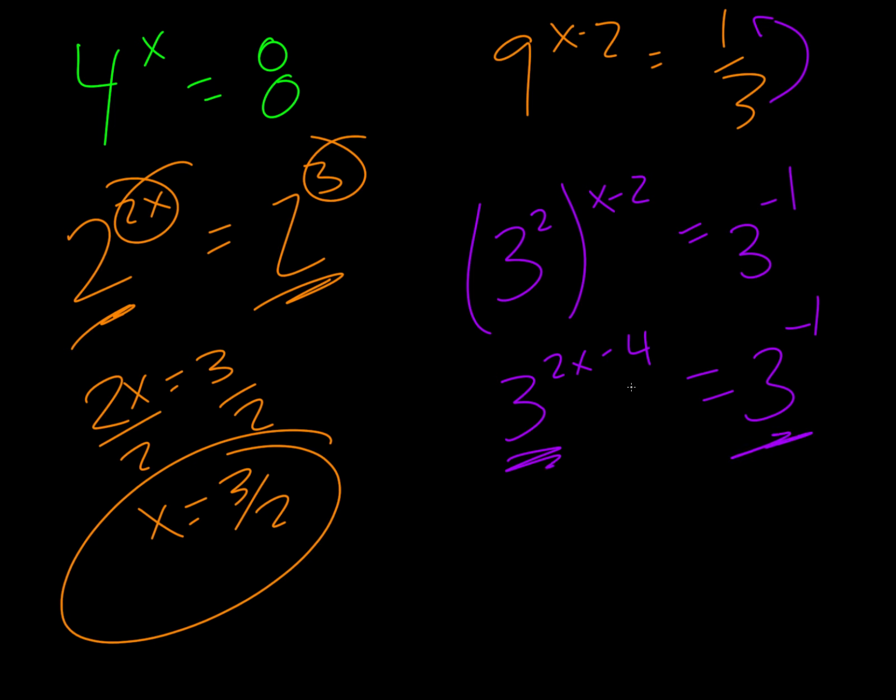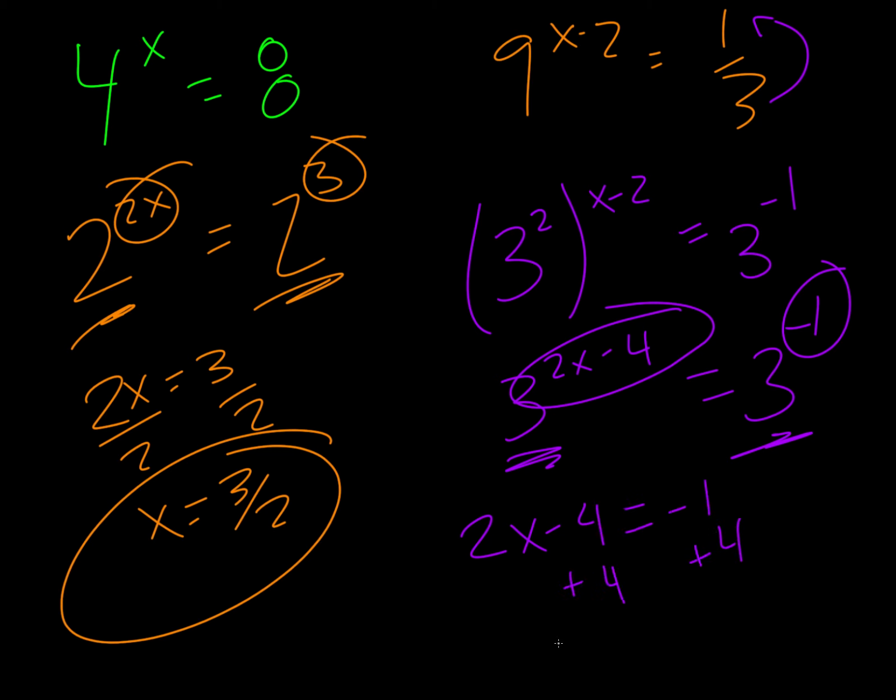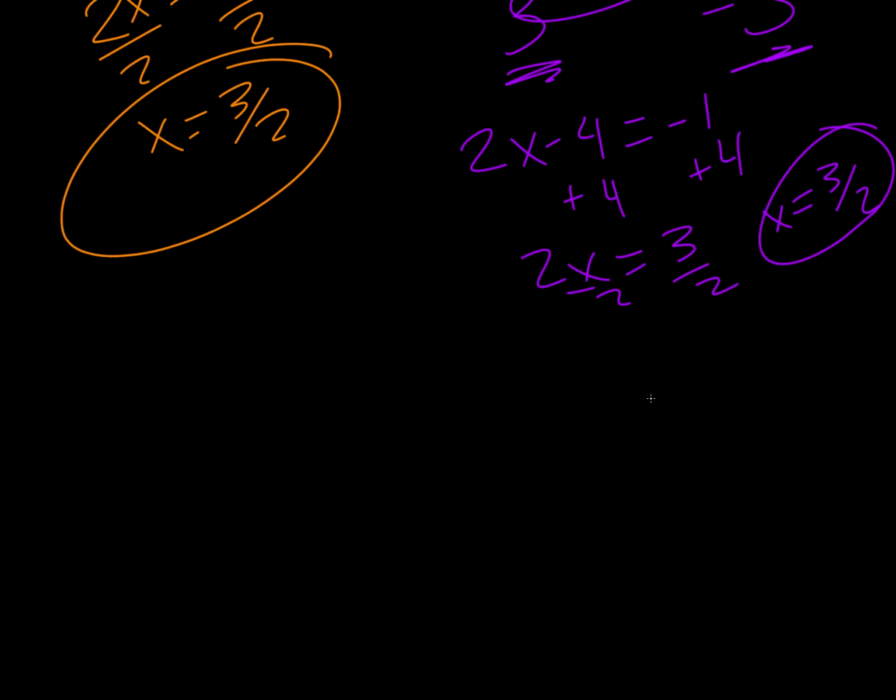Base 3. So this thing must equal this thing. 2x minus 4 equals negative 1. We just continue with that algebra. 2x equals 3. Divide by 2. And so x also equals 3 halves. That's interesting. They both equal the same thing. Alright, we just have one more example.